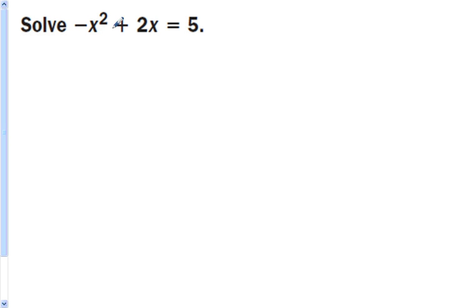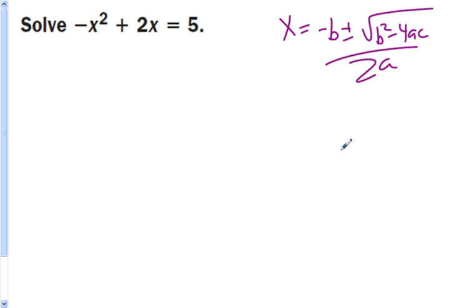Solve negative x squared plus 2x equals 5 using the quadratic formula. Again, the quadratic formula: x equals negative b plus or minus the square root of b squared minus 4ac, divided by 2a. Just a little hint for you: if you write that formula down every time you solve a problem using the quadratic formula, you will accidentally memorize it, which is a very good thing to do.